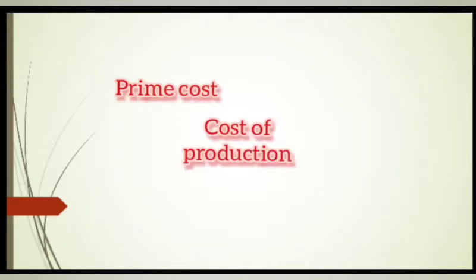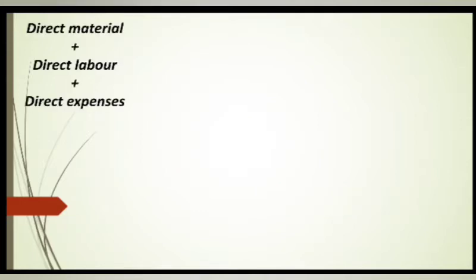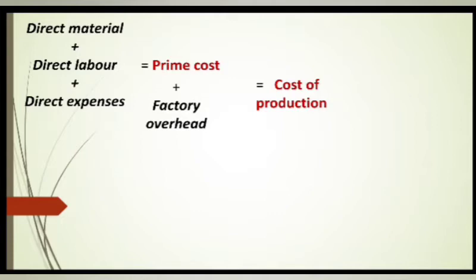There are three divisions of cost, that is first one is prime cost, then cost of production and total cost. So how is this prime cost attained? We will get prime cost by adding direct material, direct labor and direct expenses. Next, we have to add factory overhead for attaining cost of production. So by adding prime cost and factory overhead, we'll get cost of production.